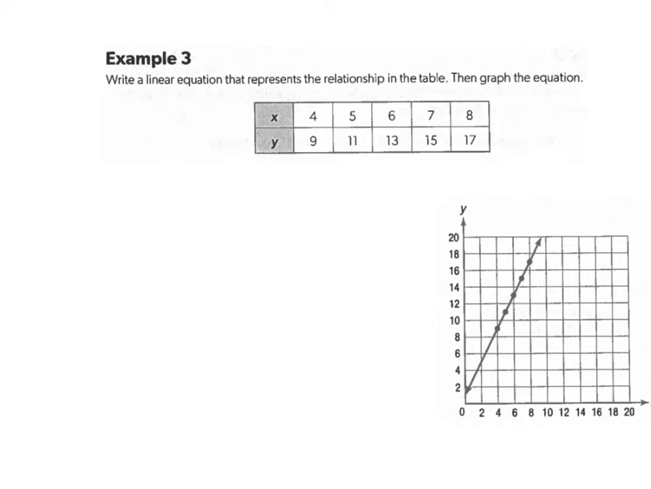Example 3, there's already a graph for you to represent the dots that are in the table, but the question says write a linear equation that represents the relationship for the table. And again, it says then graph it, but we just already have the graph here for you.